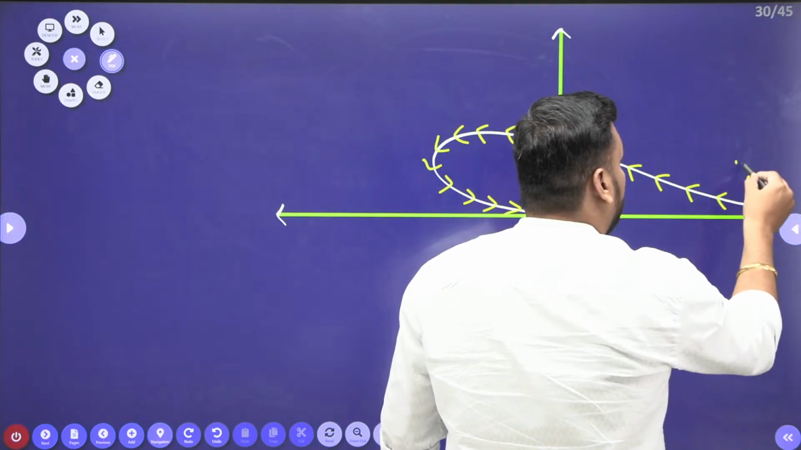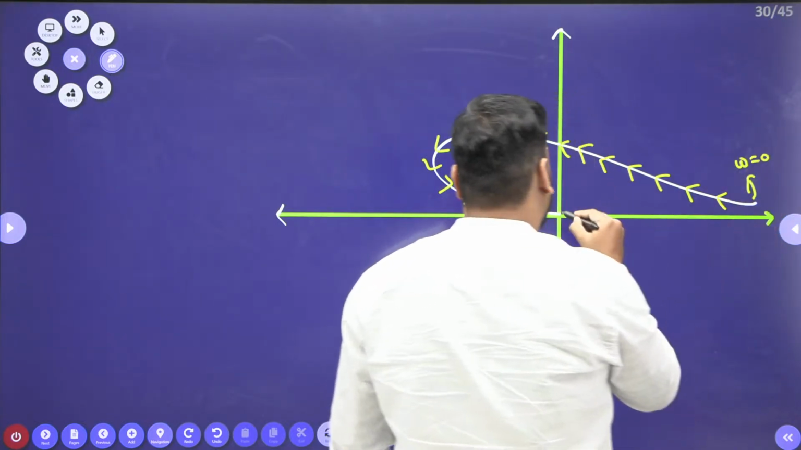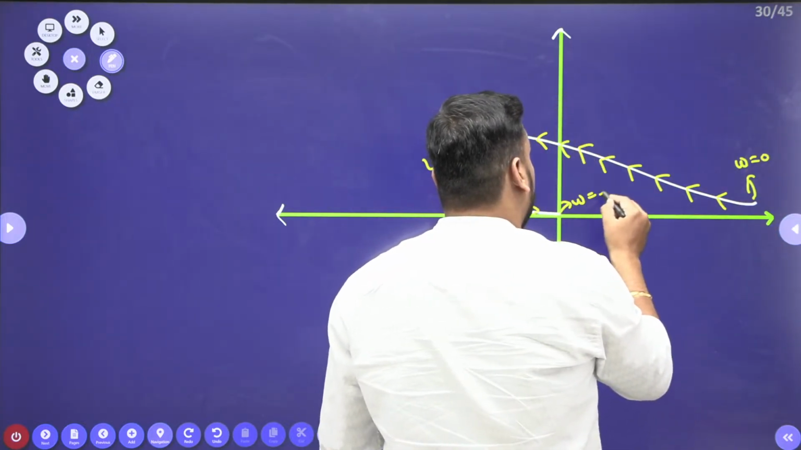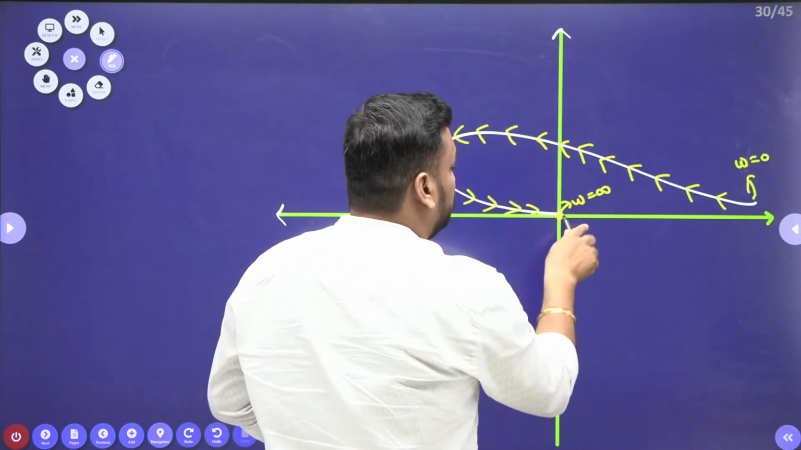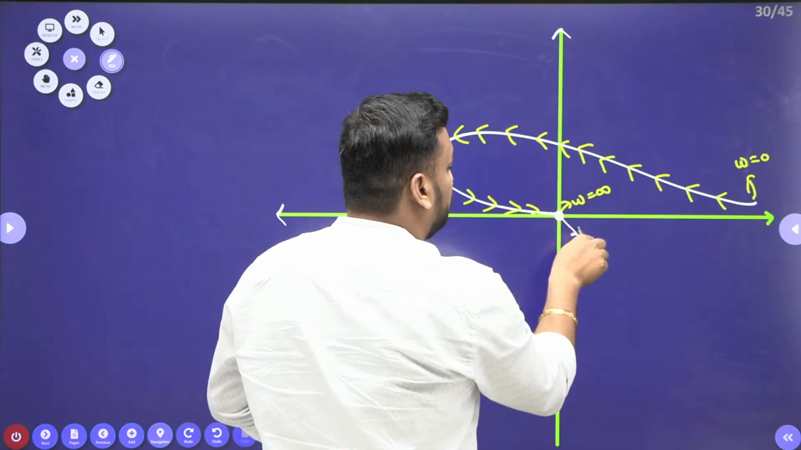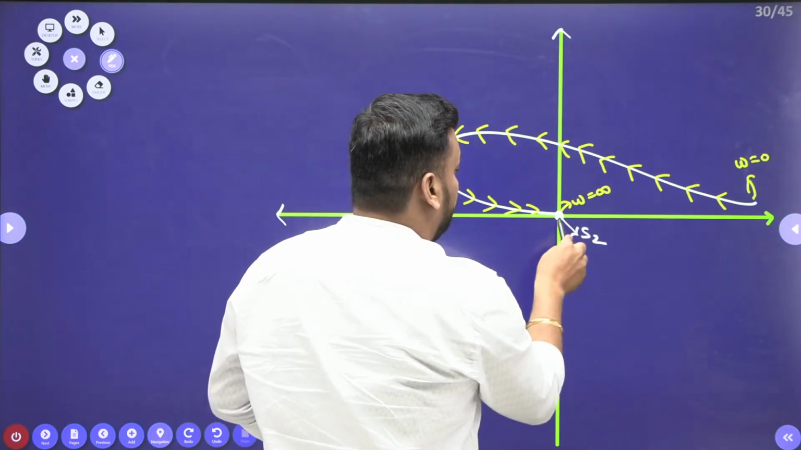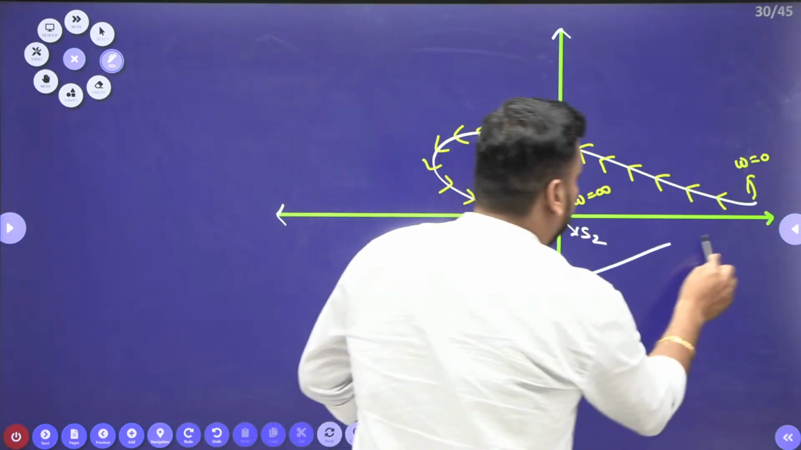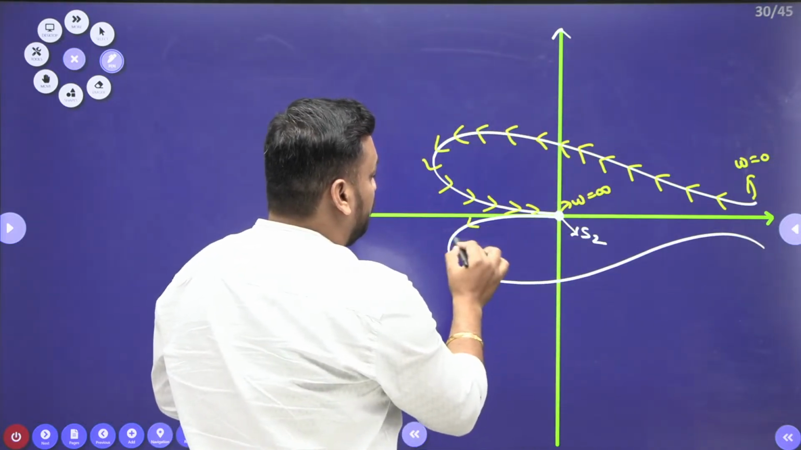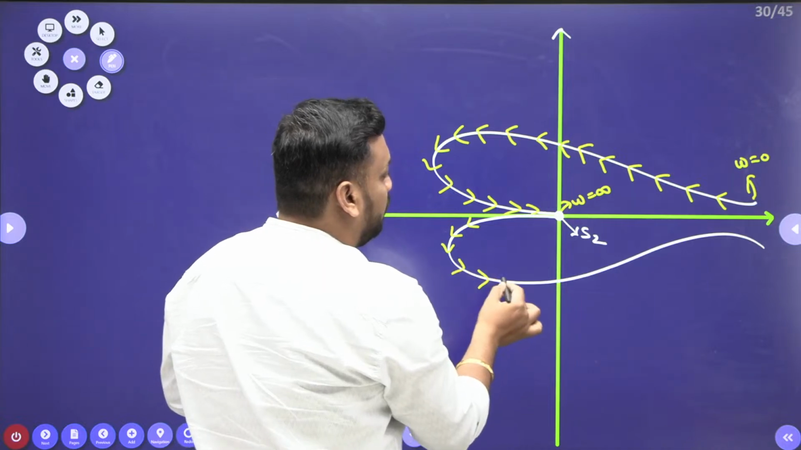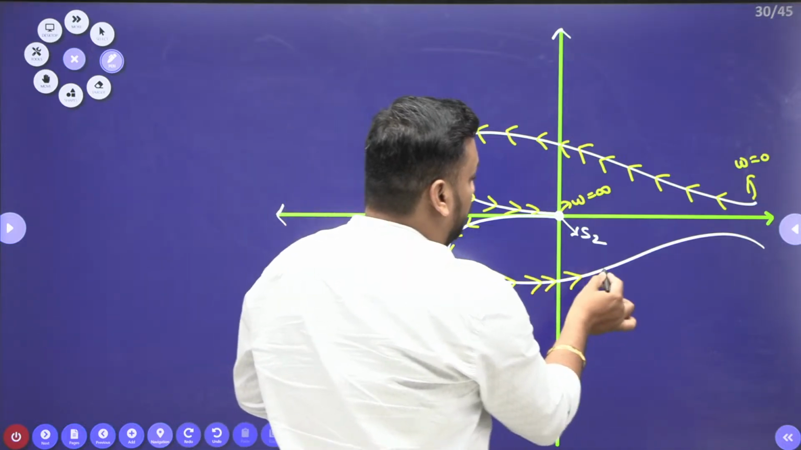At this place you are having omega equal to 0, and at this place you are having omega equal to infinite. If we talk about S2, this is my S2. So if I talk about S3, this is my S3.